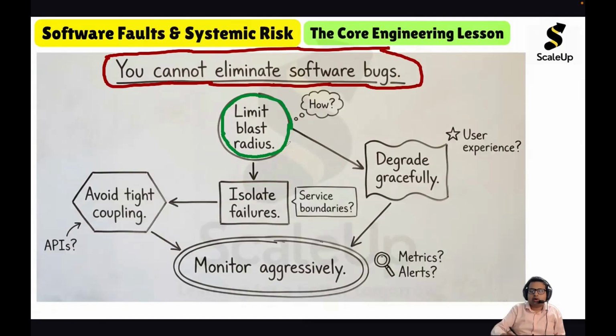We can also isolate failures. We can isolate failures via timeouts and circuit breakers. Let us suppose a software component is not responding. We can introduce timeouts, so that we are not waiting for the resource forever. After a point of time, timeout will occur. Then we can gracefully degrade. So with timeouts and circuit breakers, we can isolate failures, software failures I'm talking about.